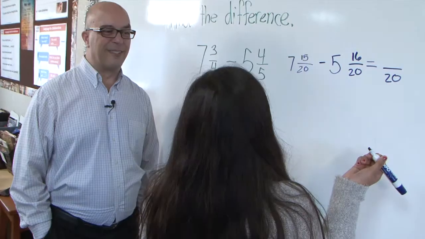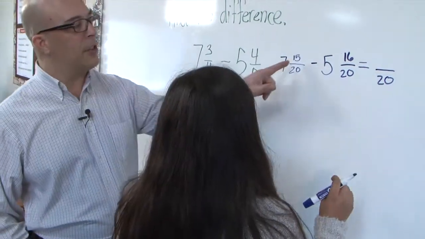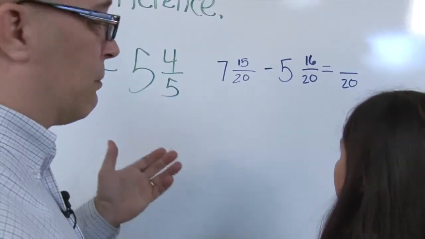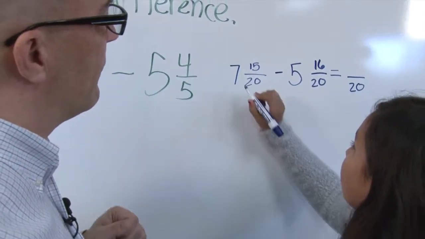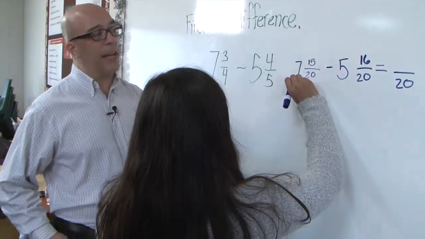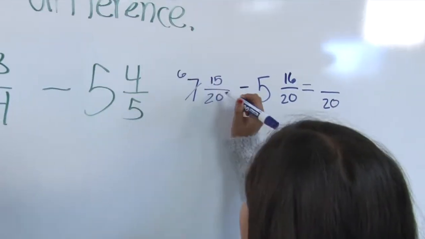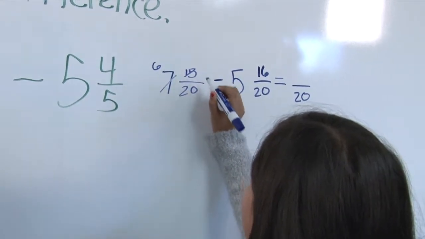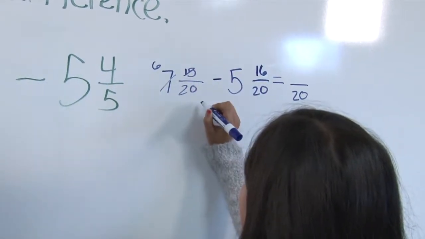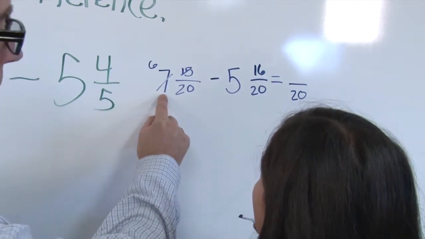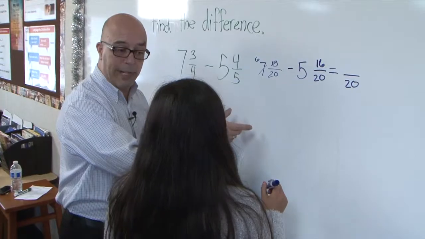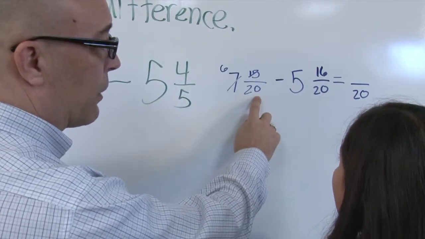Can't do that, can we? So if we can't just go 15 minus 16, we're going to have to borrow from something, right? Yes. So what would you like to borrow from? We would borrow from 7. Perfect. And what will that now become? 7 would become 6, and 15 would become 16? No, because you're borrowing a whole 1. Okay, and a whole 1 would be the same as 20 over 20, since that's the denominator we're working with.